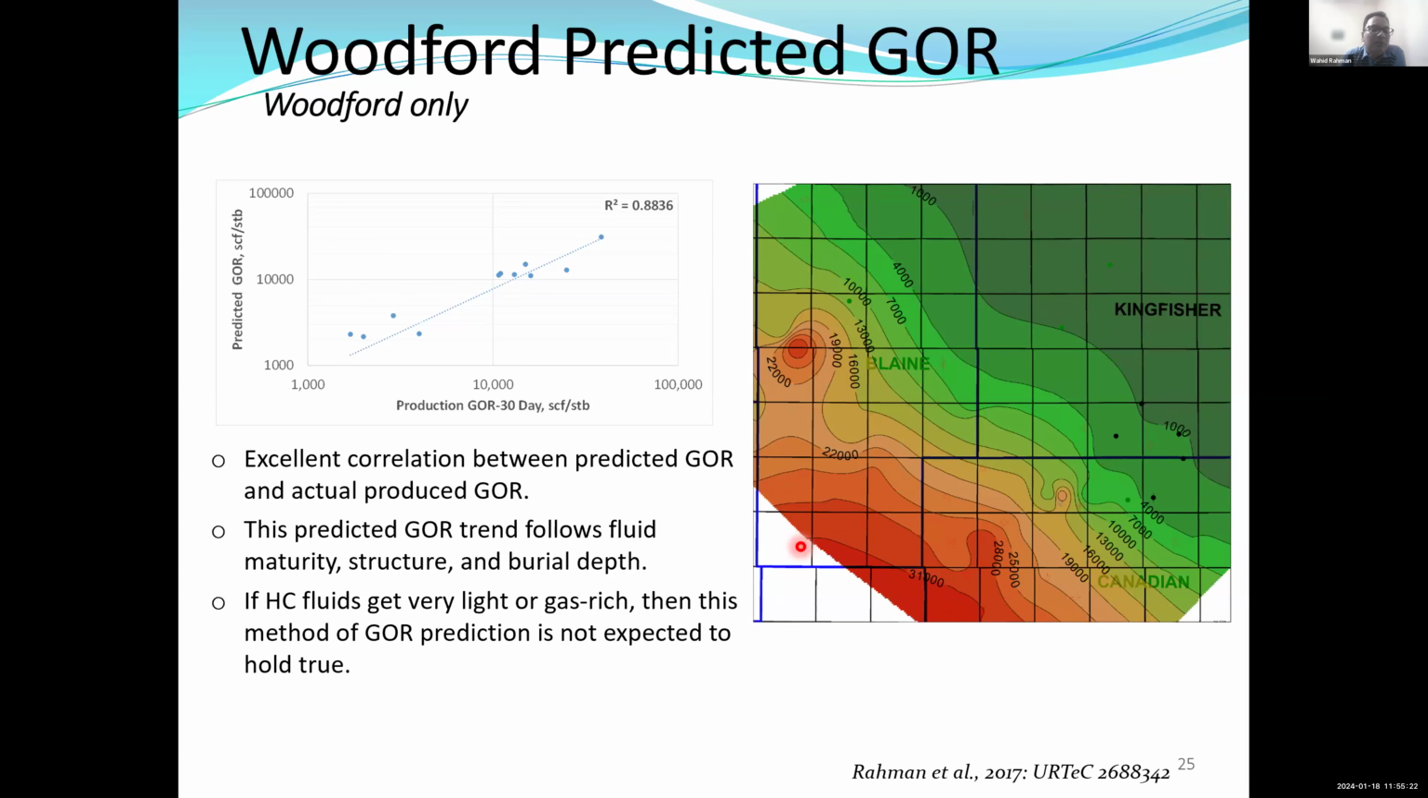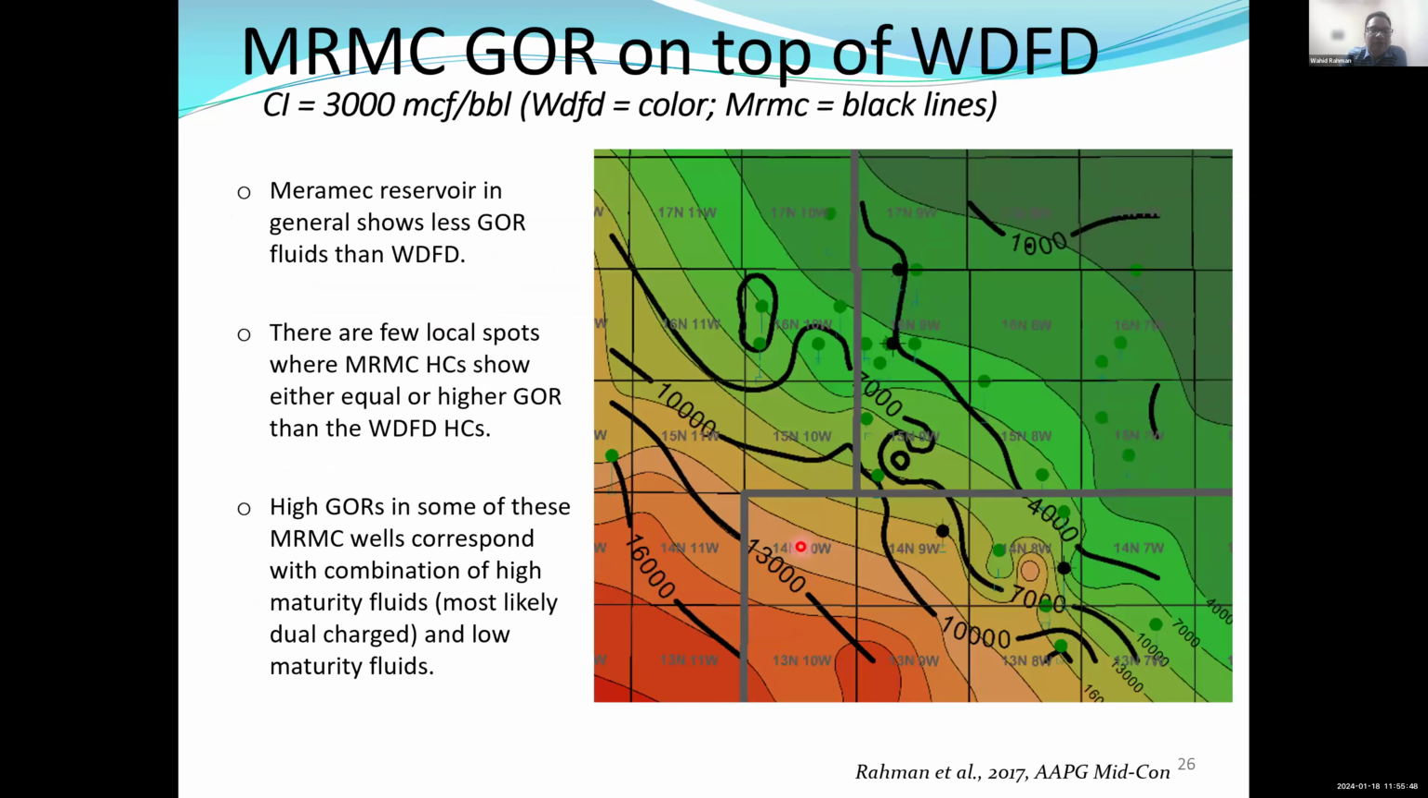And I want to put one line: if fluid gets very high, very light and gas rich, this method may not work very well, because you are losing your biomarkers. Then you have to convert the maturities from the gas and other fluids, not the biomarkers, just the light hydrocarbon maturity. That can be done, and I think I applied it in other unconventional basins as well.